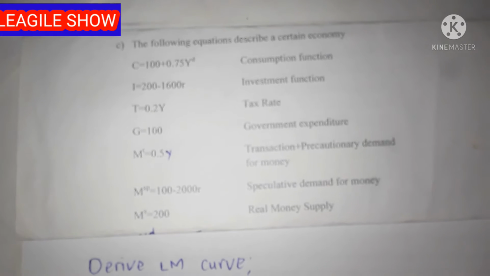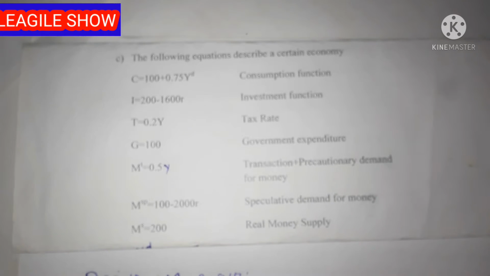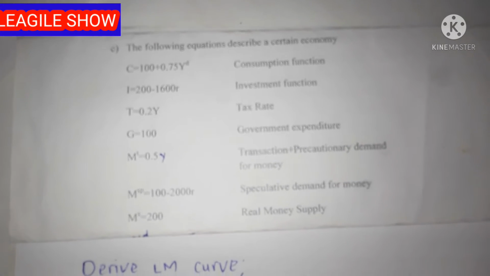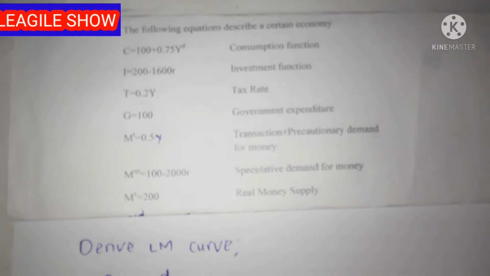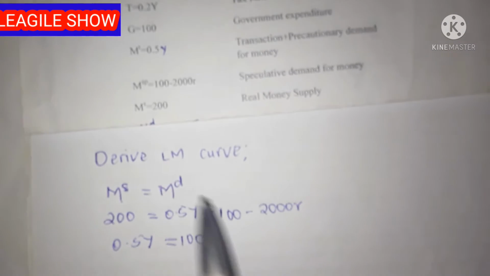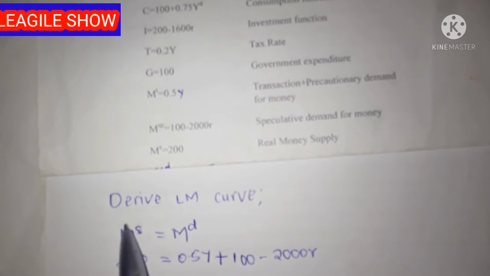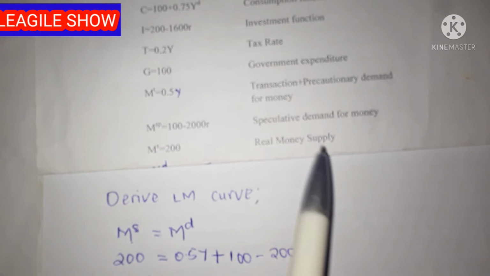Now, if you missed the first part of this question, please visit our channel and check on the calculation based on the IS curve. In this video, we'll be showing you how to derive the LM curve, and we are saying that money supply is equal to money demand. And remember, we are using the real money supply.